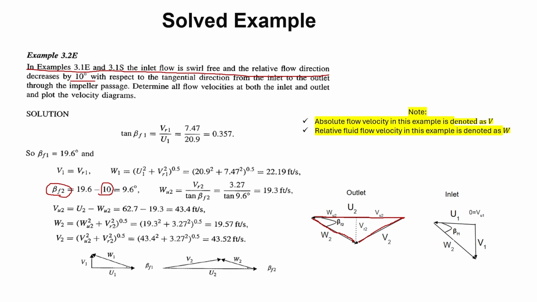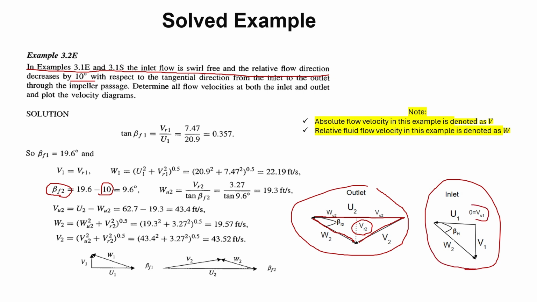Now the direction normal to U, because U is the circumference in the tangential direction, will give you the radial flow velocity component at the trailing edge. So you do all of that. This is the velocity triangle at the outlet, and this is the inlet velocity diagram while assuming there is no swirl at the inlet. Okay, with that being said, we can calculate this by saying tan beta sub f1 is just equal to V1 over U1.